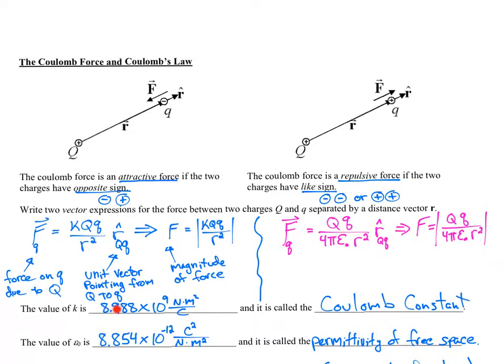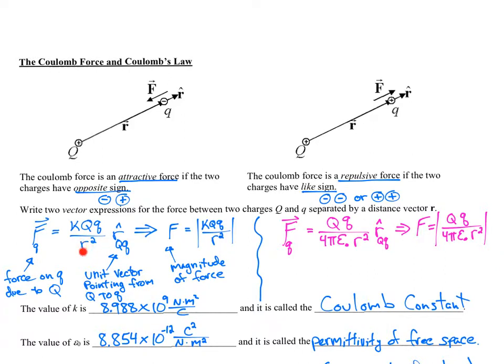The value of k is 8.988 times 10 to the 9th, and the units for k are Newton meter squared over coulombs. Actually, I believe that needs to be coulombs squared on the bottom. So please right here, make that a coulomb squared, because if you think about this, we have coulombs times coulombs on the top. That's coulombs squared up on the top. You need to cancel it out with coulombs squared on the bottom.